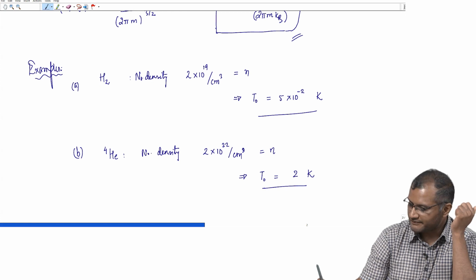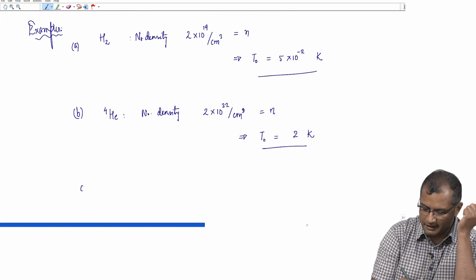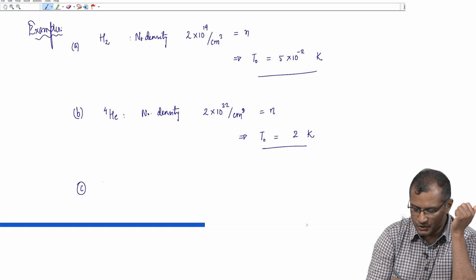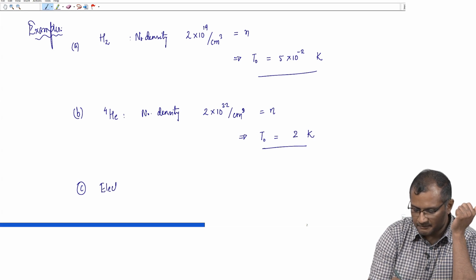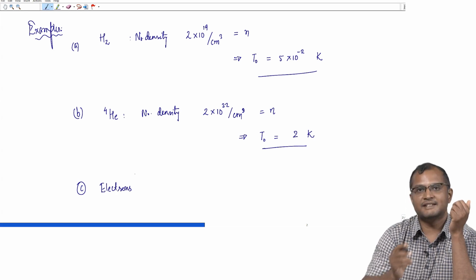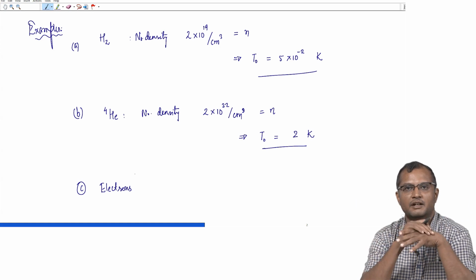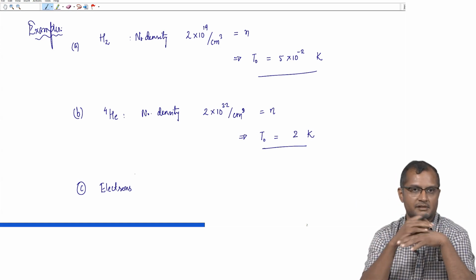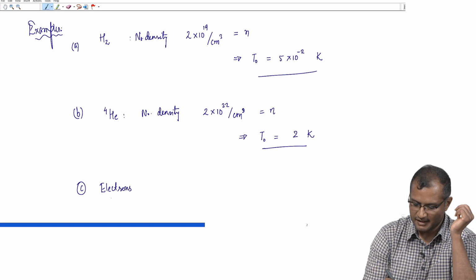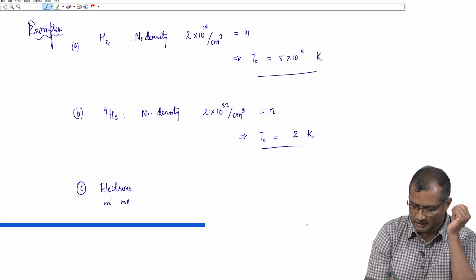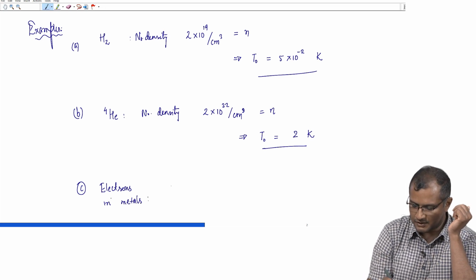Going by this logic, you can expect trouble to come if you go to electrons in a metal. Why do these heat capacity expressions given by Dulong and Petit not work for metals even at room temperature? It is because of this. Let us do this calculation also.